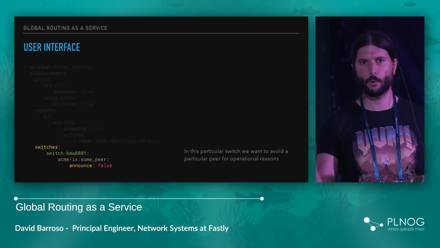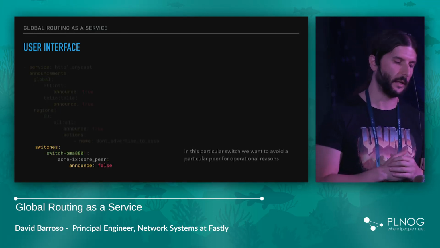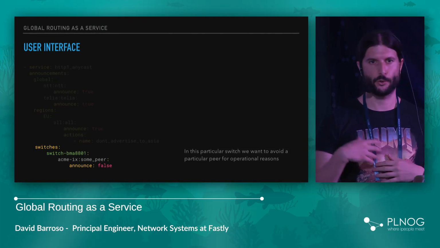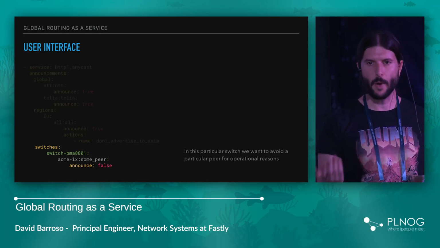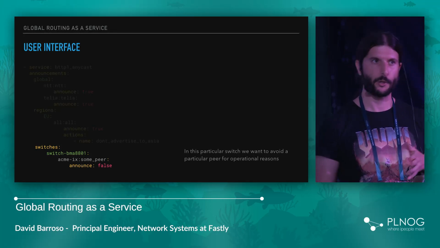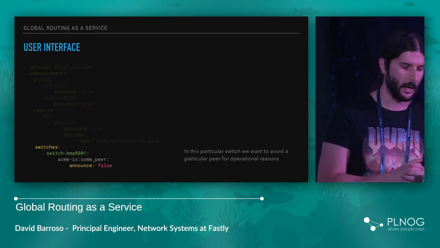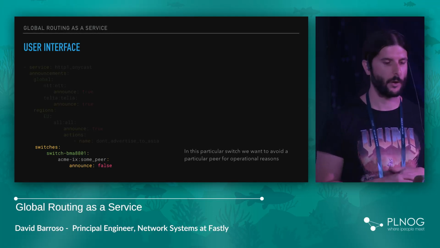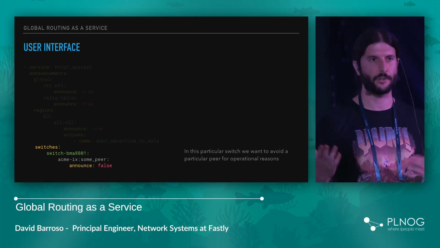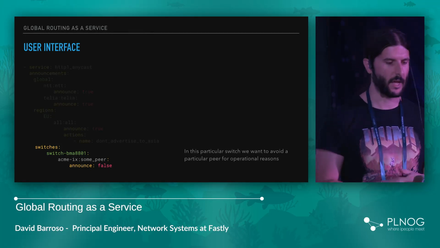Then finally, on a particular switch, you may want to prevent a particular peer from getting your prefixes, because you know that that peer doesn't have the capacity or is having some issues. So you can say, OK, this particular peer connected on this particular IX, do not announce my prefixes, because I would rather that peer get the traffic via their transit, because they don't have capacity on the IXP.